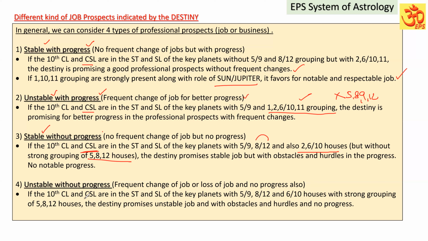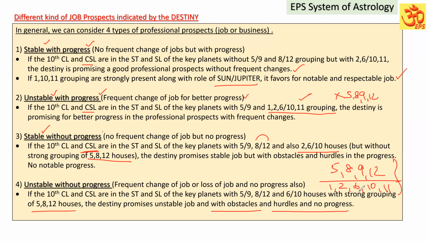If the 10th cuspal sublord is in the star and sub of the key planets of 5, 9, 8, 12, and 6 and 10 houses, with a strong grouping of 5, 8, 12 houses, the destiny promises an unstable job, with obstacles and hurdles and no progress. So based on the grouping of 5, 8, 9, 12, and 1, 2, 6, 10, 11 at the star level and sub level, based on the combined study of whichever grouping is strongly present, the native will experience a destiny that is stable with progress or unstable with progress.